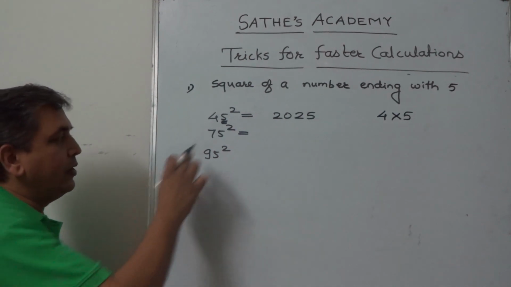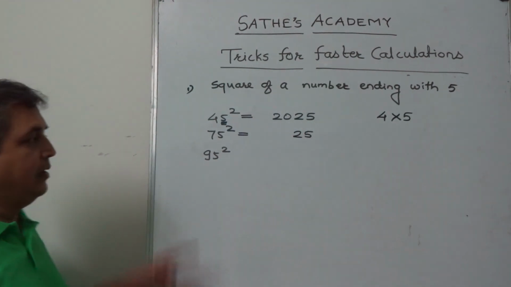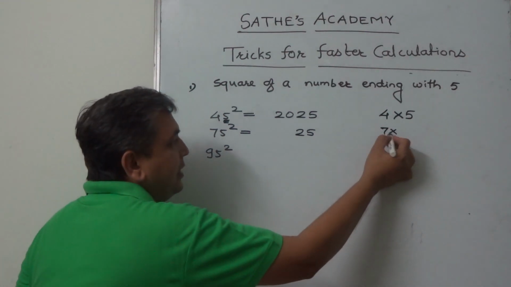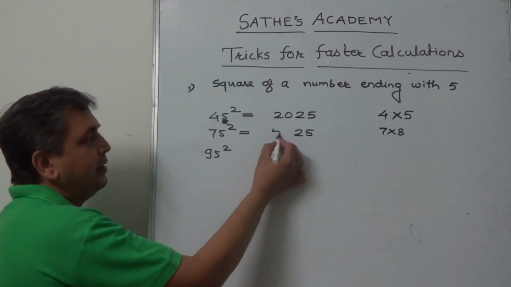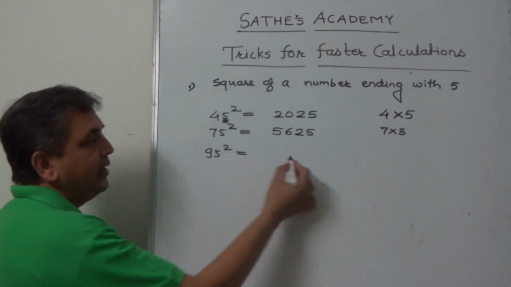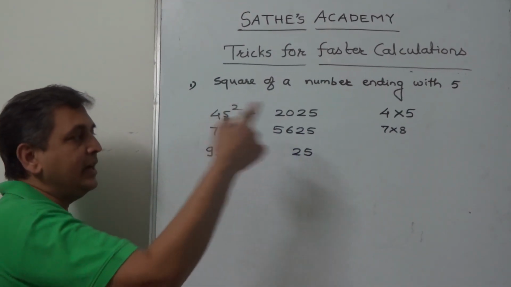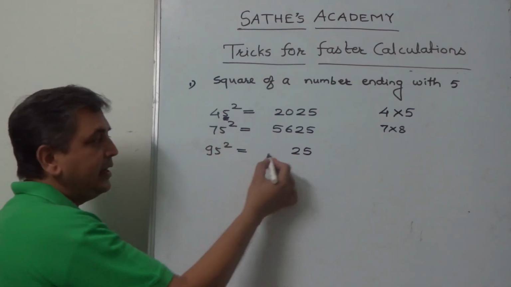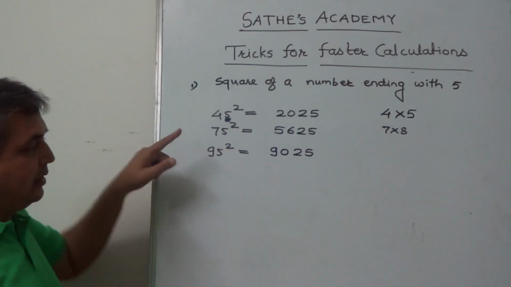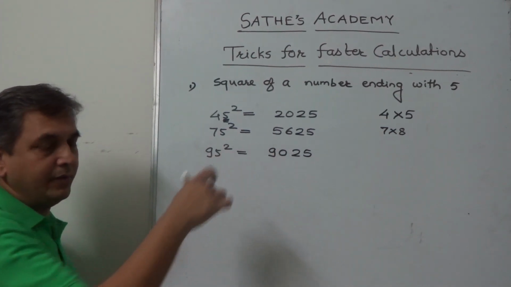Now can you help me out for this? 5 square is 25. This is 7. So we have to multiply by the next number. 7 8s are. What is 7 8s are? 56. 5 square is 25. This is 9. Multiply this by the next number 10. 9 tens are 90. So I hope this is clear. The previous number should be multiplied by its next number, and 5 square is 25.